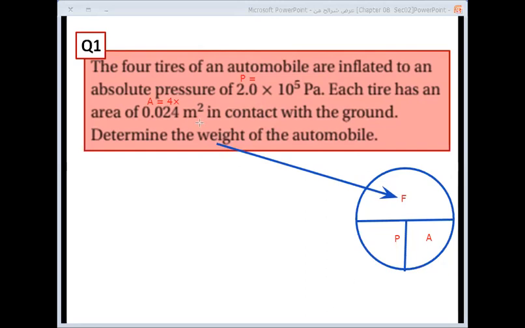So Amir, the formula will be F equals P multiplied by A. Excellent, ممتاز, ما شاء الله. F G, which is the weight, equals P times A. Find the calculation, then find the answer. Put the result here, then write Pascal, that's it. Pascal or Newton per meter squared. Thank you, Amir.